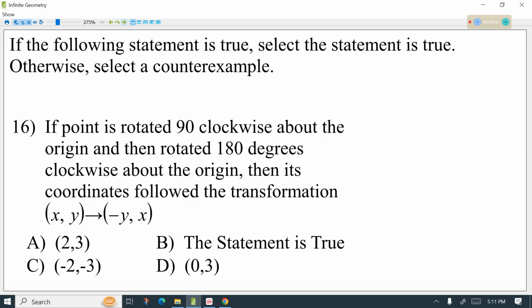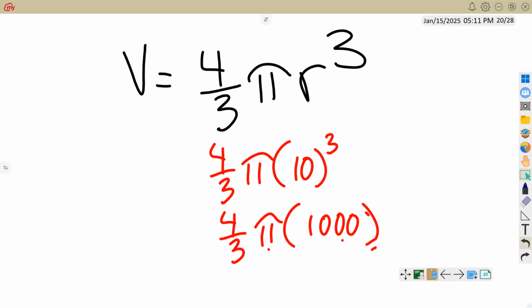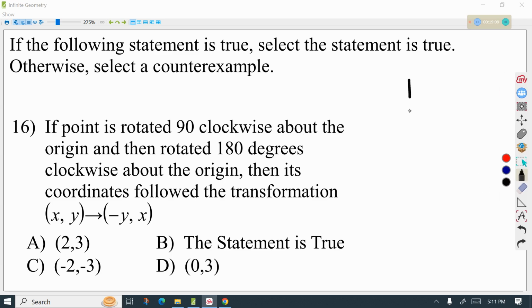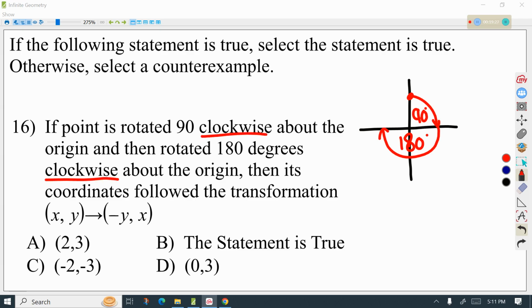All right, so for 16, we have an example here to take a look at. Let's draw a little picture. It says if a point is rotated 90 degrees clockwise. So let's start up here and go 90 degrees clockwise. Okay, and then rotate it 180 degrees clockwise. So notice we went the same way. That actually matters right now, that we had to continue going the same way we started. So the clockwise actually mattered this time. Okay, now what do I do?